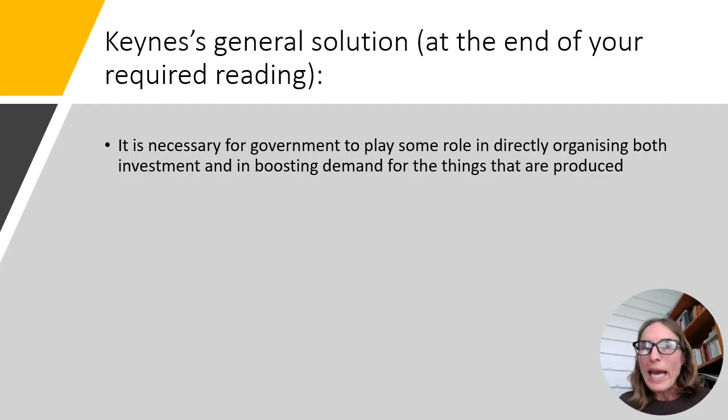So Keynes's general solution, which is presented at the end of your required reading, even though Keynes's account really focuses on the investor and the investor's decisions, he does say quite clearly at the end that it's necessary for government to play some role in directly organising investment and also in boosting demand for the things that are produced. And that's what we're going to look at now, how Keynes's approach constitutes a critique of the neoclassical approach, leading to very different policy outcomes.